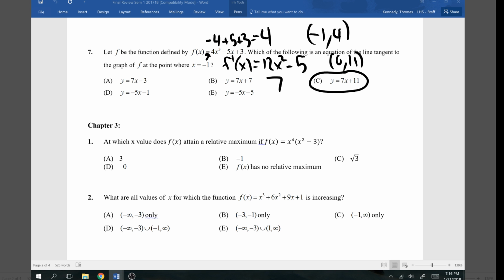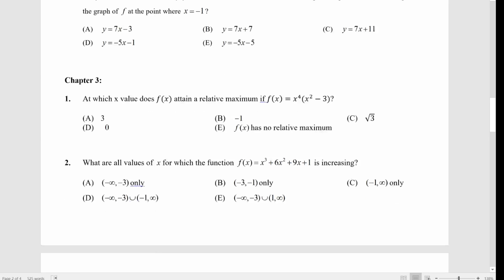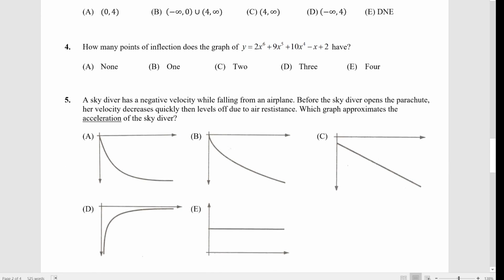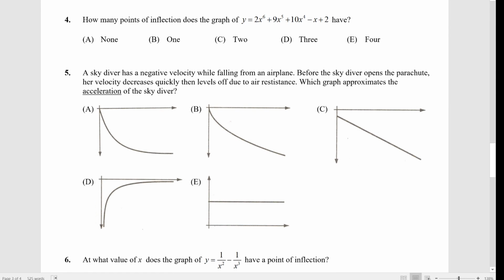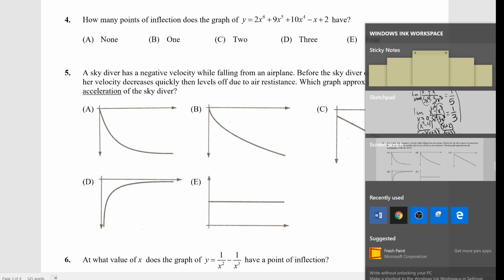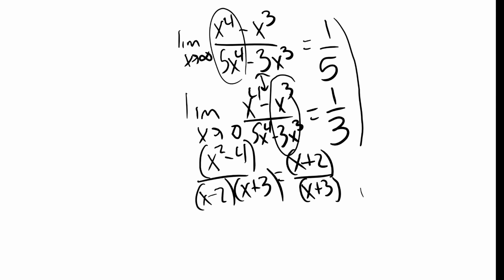All right. So going to this. Oh, do I get to skip to 4? Oh, sick. All right. So I'm skipping to chapter 3, 4. How many inflection points does this guy have?